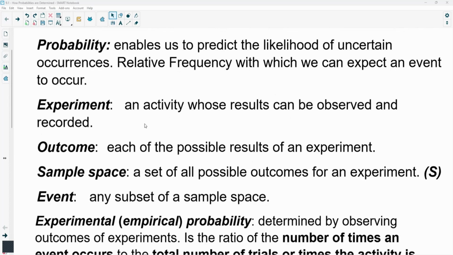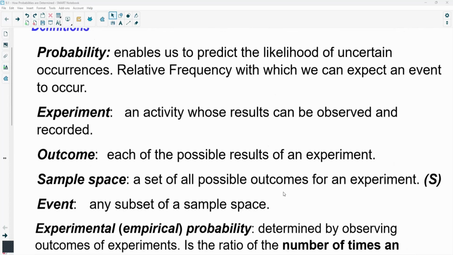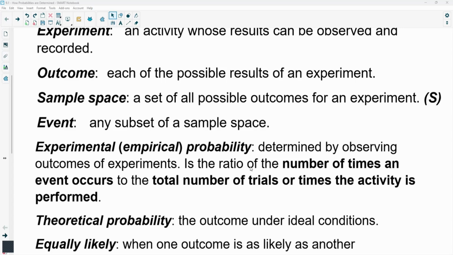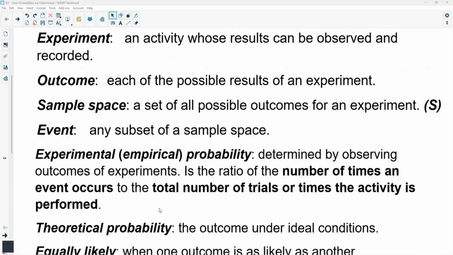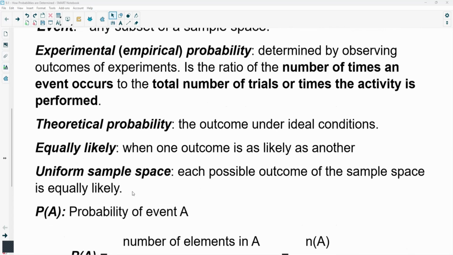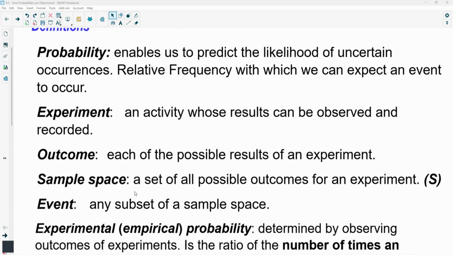for example, tell me the outcomes for that experiment or the sample space for that experiment, or name an event, find the empirical experimental probability, or find the theoretical probability, or say whether these outcomes are equally likely. See, so you need to be able to know these definitions.